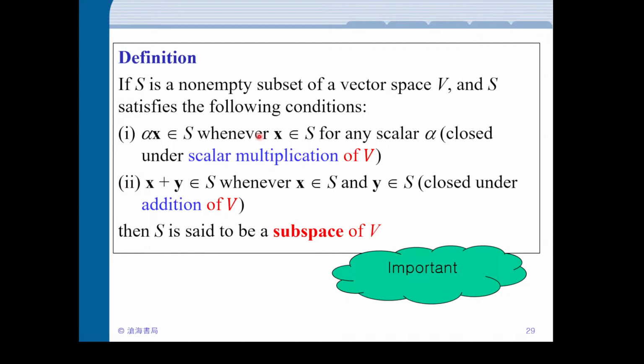So if S is a subspace of V, and V already has a scalar multiplication and addition, then we need to pick the same scalar multiplication and the same addition rule for S. So you cannot change those two things here. Okay. So this is a bit different from chapter 3.1.